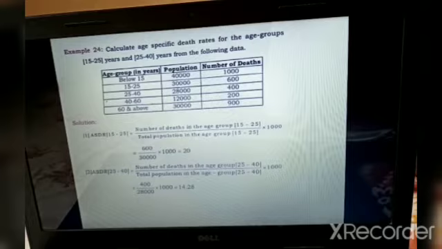So if we want to calculate for the age group 15 to 25, the number of deaths in that age group 15 to 25 is 600. From the table we can see from 15 to 25 the number of deaths is 600 divided by total population in that age group is 30,000 into 1000, that will give you 20. Now ASDR for the age group 25 to 40, the formula is number of deaths in that age group divided by total population in that age group into 1000. So the number of deaths in that age group according to the table is 400 divided by the average population in that age group is 28,000 into 1000 is 14.28.